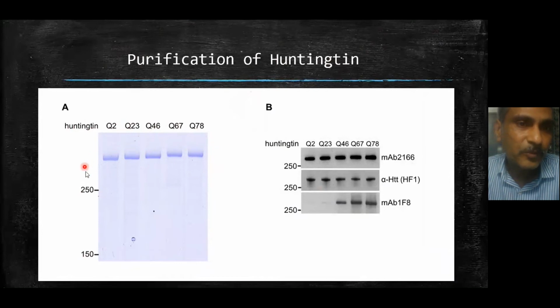We confirm the protein again by Western blotting using specific antibodies for this protein, and in that also we get a very specific band. So now the question is what all things we can do with this purified protein. Our question was whether the expanded polyglutamine tract is altering the structure of the protein or altering the post-translational modification of the protein. Those questions we can now answer because we have the reagent in our hand. So then we started asking these questions.